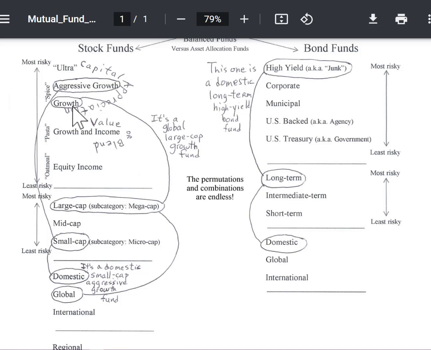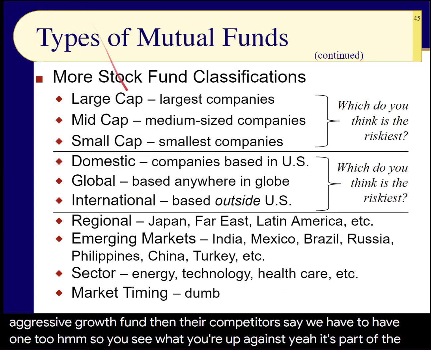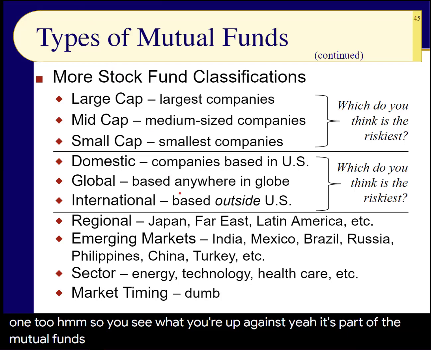And if you've taken statistics, you'll know that the permutations can grow exponentially. And that's one of the reasons why we've run into 12,000 mutual funds. Because if one mutual fund company has a domestic small cap aggressive growth fund, then their competitors say we have to have one too. So you see what you're up against? Yeah, it's part of mutual funds. The hardest part of mutual funds is deciding which one or two. You don't need that many, folks.